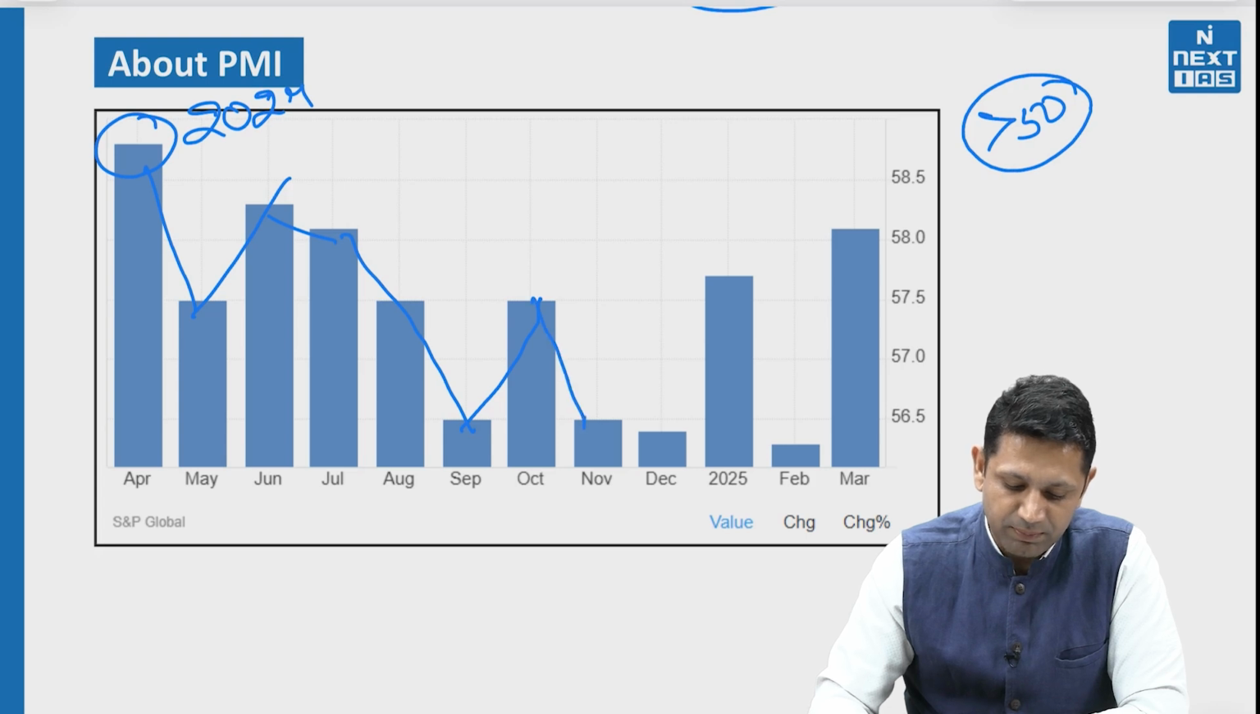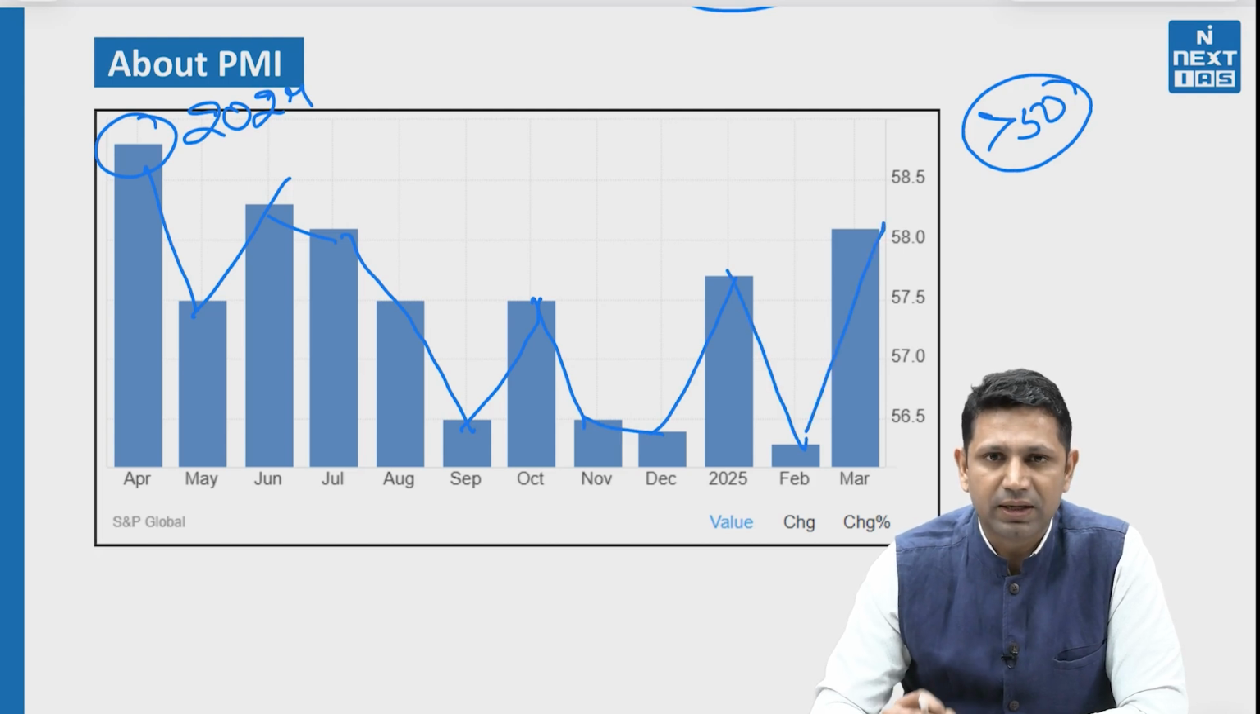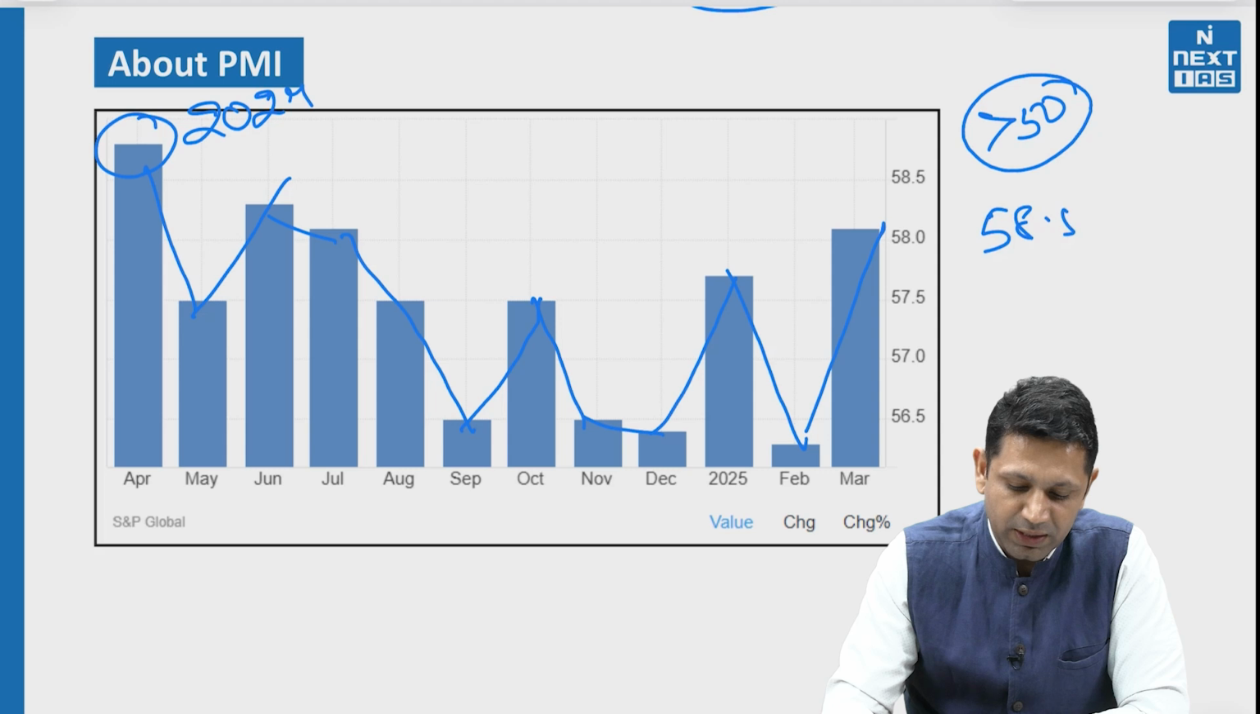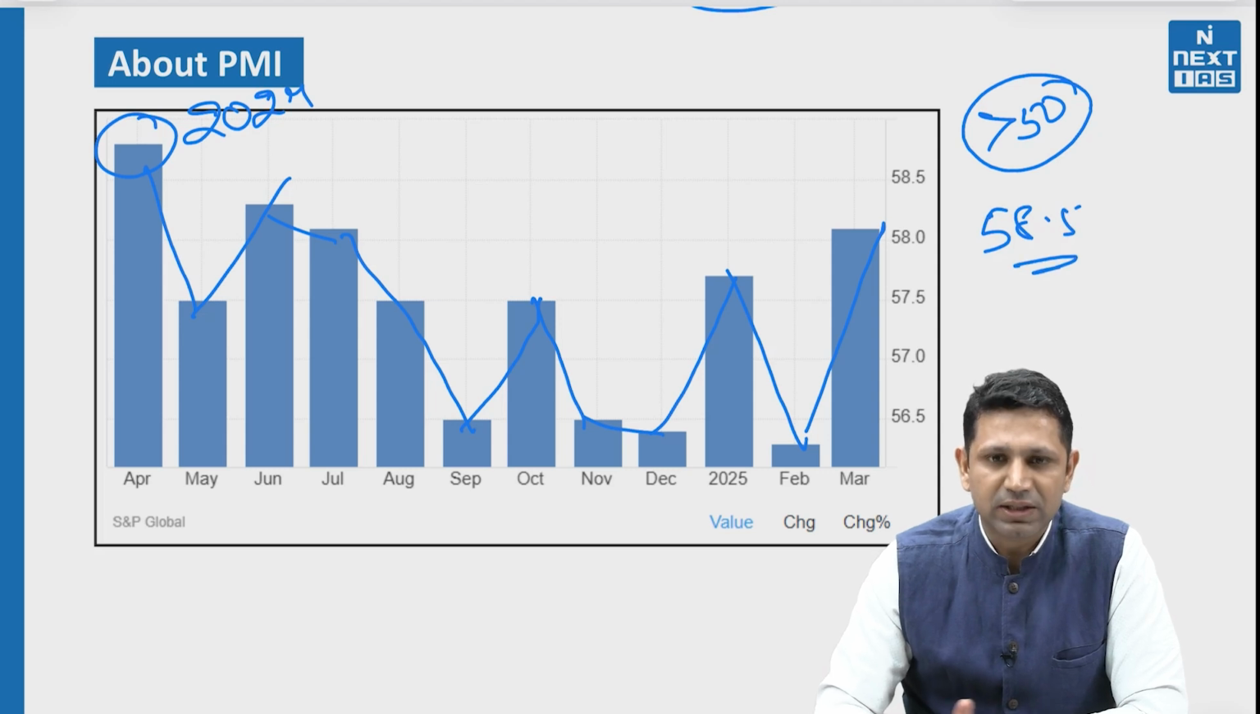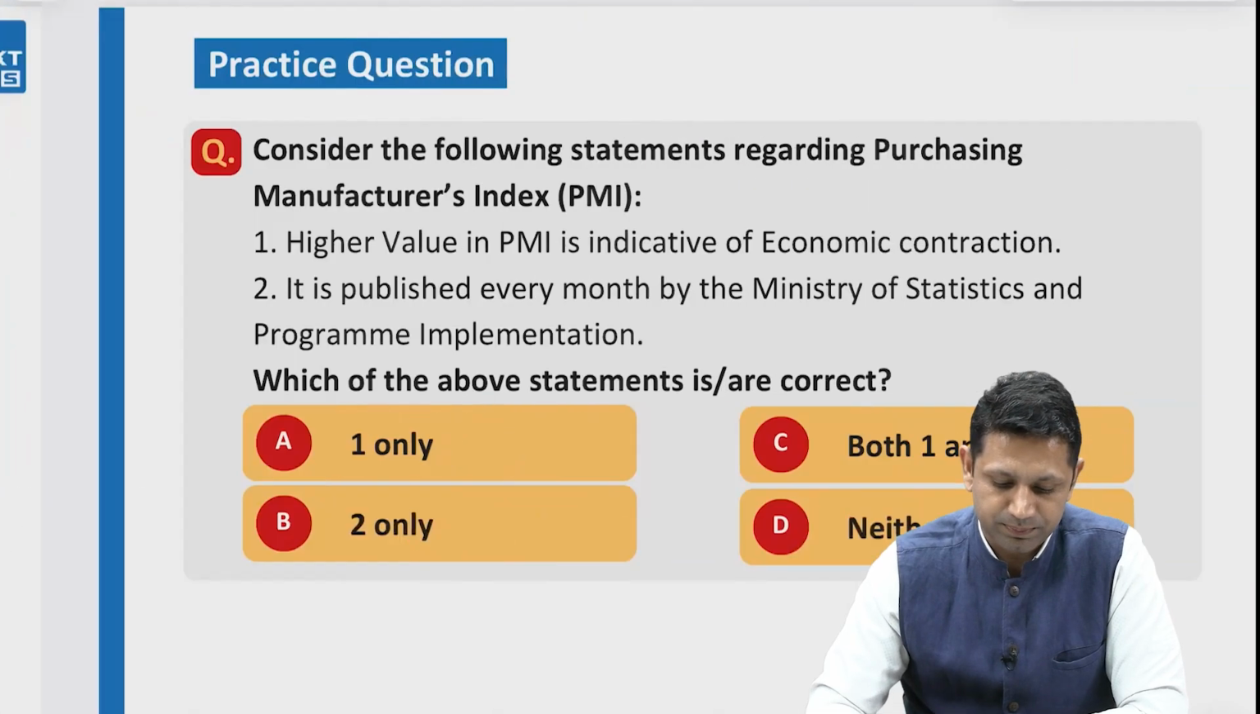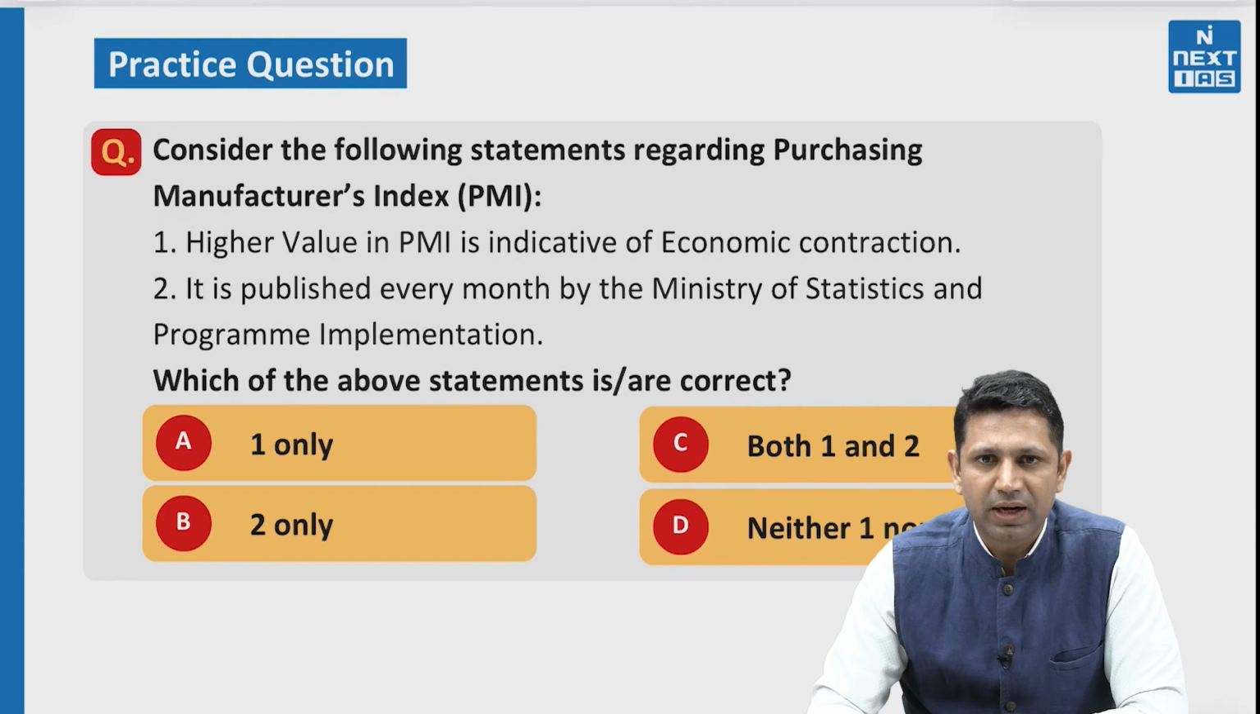Then in November and December it was again declining. Then in January it increased. In February it again declined. Then in March it again increased. Now it is at 58.5, which is the highest in the last 8 months. Now, based upon this, you can attempt the MCQ here and post your answers in the comment box.